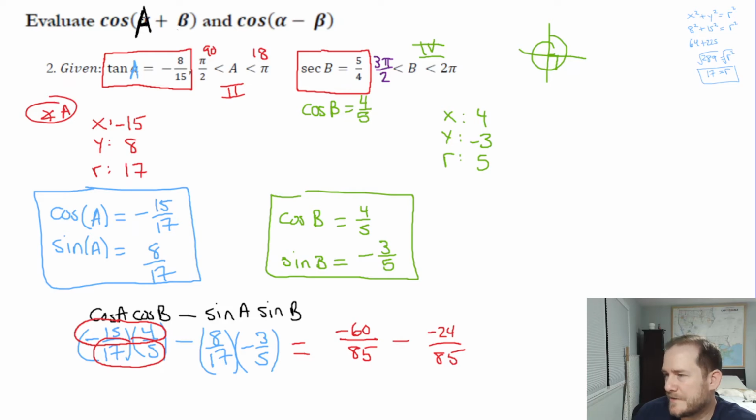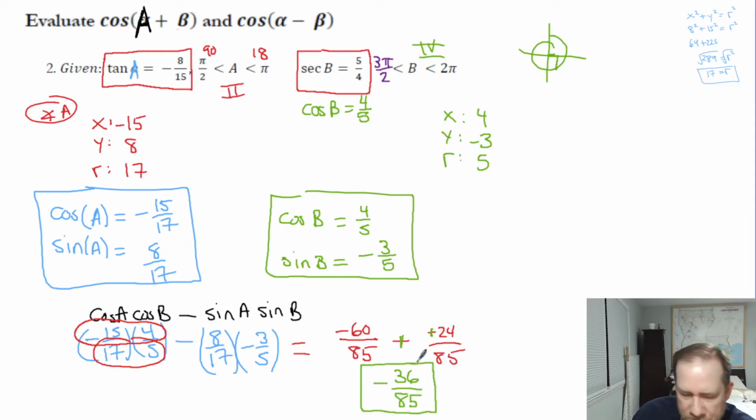So now to arrive at our final answer, we do need a common denominator, but we already have one. We've got the 85. So just remember, if we're subtracting a negative, then we're actually adding. So I basically want to take 24 away from 60, 36. That feels right. So it'll be negative 36 over 85. And that should be the correct answer.